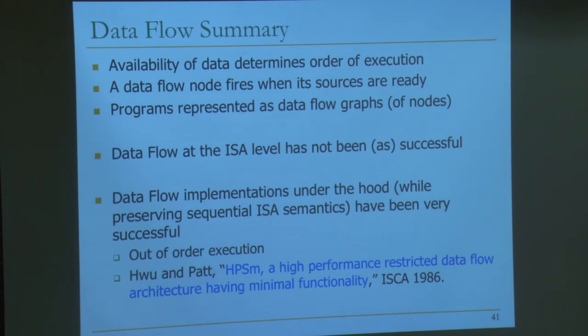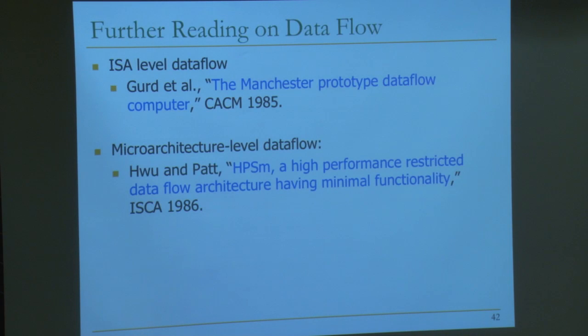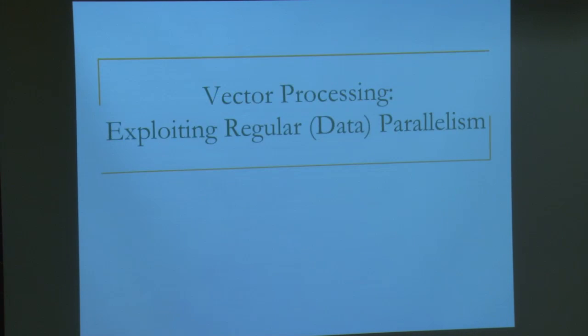There was a big list of papers I've given you, including that thing that disappeared from there. It's basically out-of-order execution. And this is another paper you may want to look at if you're interested. The reason I put it here is because it says a high-performance restricted data flow architecture having minimal functionality. So the complexity is low also if you have a restricted data flow engine. If you want to do more reading, you can read about the Manchester Data Flow Computer. It's a nice paper. It's a little bit tough to understand, but it gives you the basics. And the microarchitecture level data flow, which you already know about at this point.